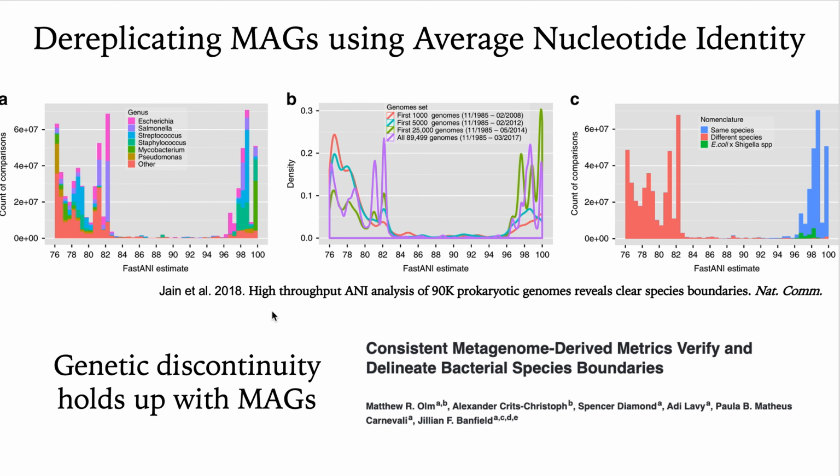These analyses were done on over 90,000 prokaryotic genomes. And so it does seem to be a biological principle that this genetic discontinuity is based on ANI. And that discontinuity holds up with MAGs as well as with sequenced genomes.